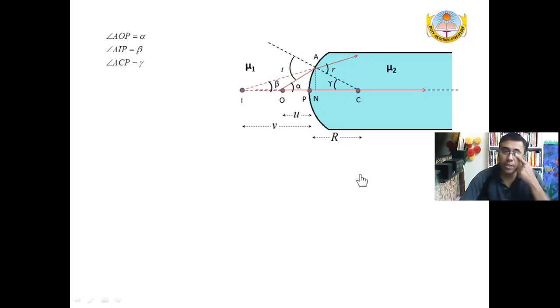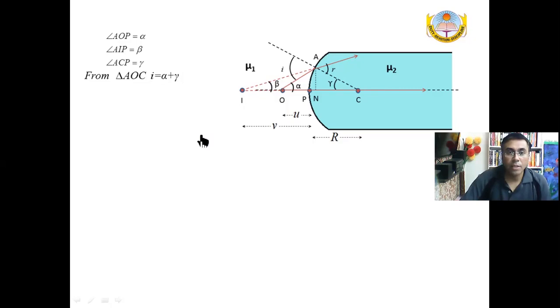Again, as we have discussed, angle AOP is alpha, angle AIP is beta, and angle ACP is gamma. Okay. Now from triangle AOC, if you look at this triangle, the exterior angle is i, and the interior opposite angles are alpha and gamma. So I can write the relation i equals alpha plus gamma.